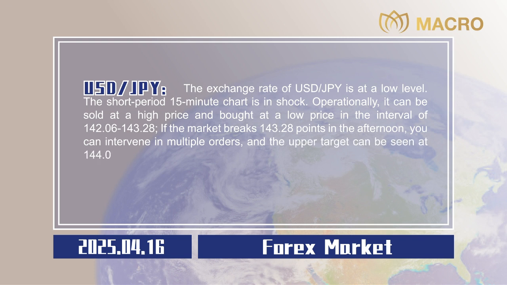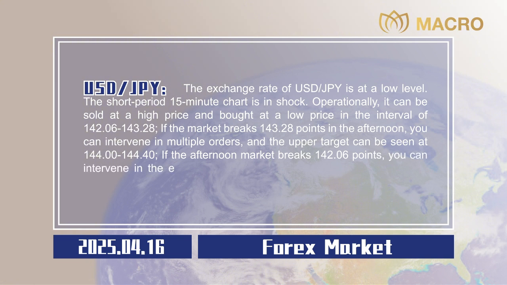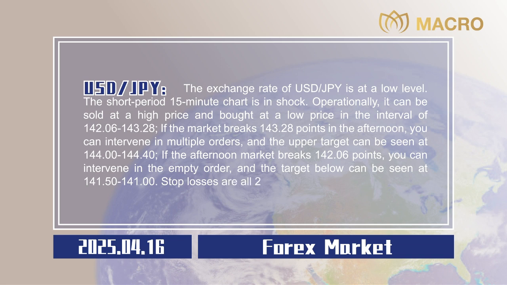If the afternoon market breaks 142.06 points, you can intervene in the empty order, and the target below can be seen at 141.50 to 141.00. Stop losses are all 20 points.